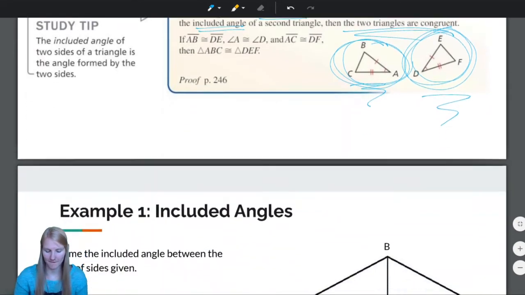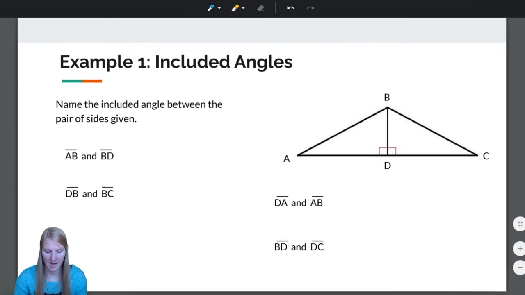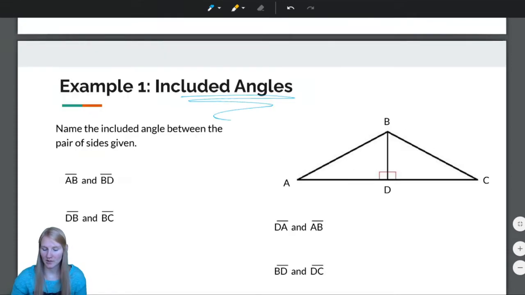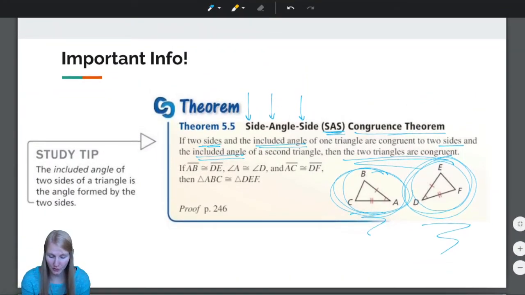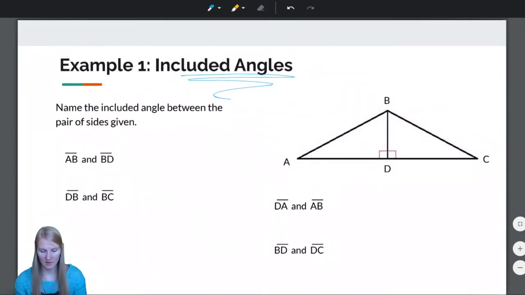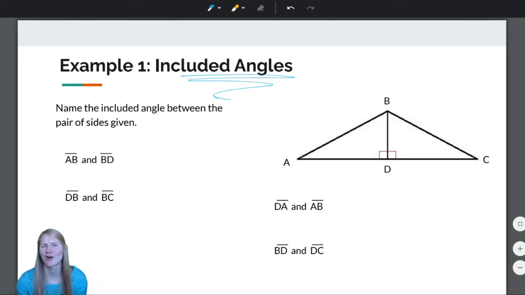Okay, all right, our first example of the day is about included angles. It's very important that you understand what an included angle is, because this theorem, the side angle side theorem, hinges on two sides and the included angle of one triangle are congruent to two sides and the included angle of a second triangle. So, it's very important that we understand included angles. So, our first example is all about them.